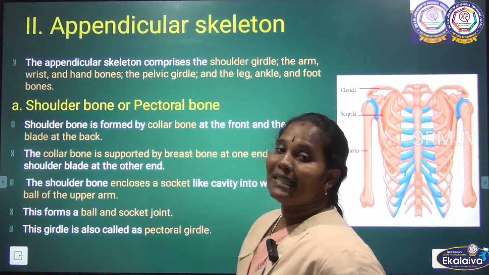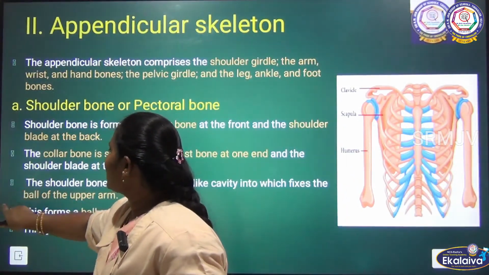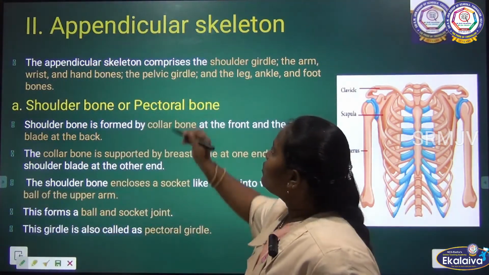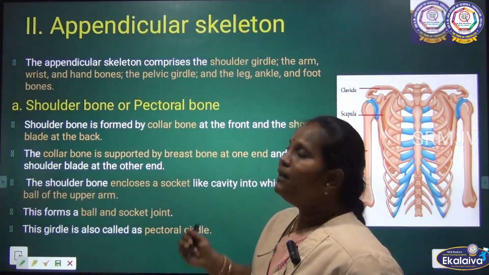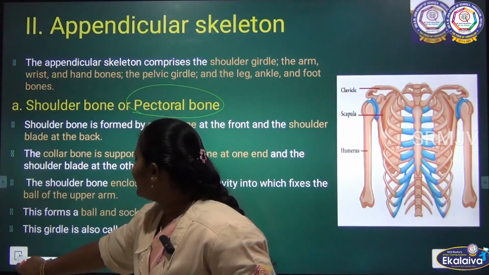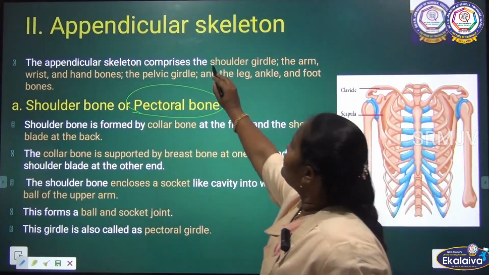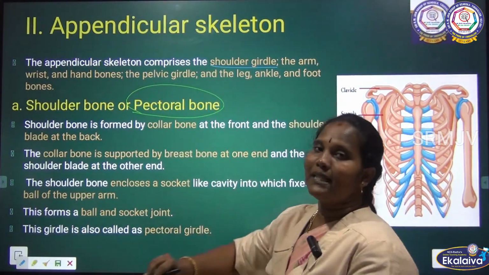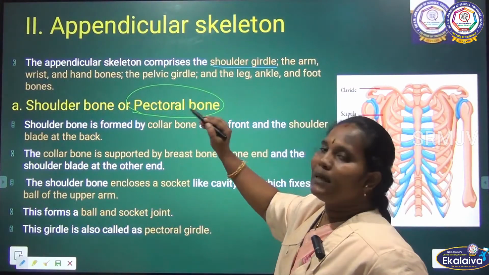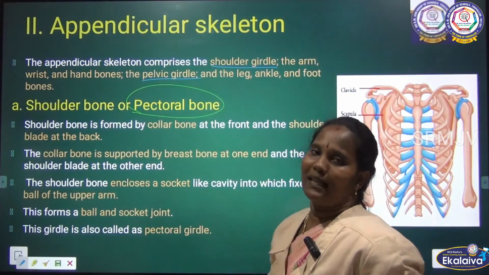Then next is the appendicular skeletal system. The appendicular skeletal system is made up of, as we know very well, first the shoulder or pectoral girdle, which means our arms, and then the pelvic girdle, our legs. These are joined together to make the appendicular skeletal system.